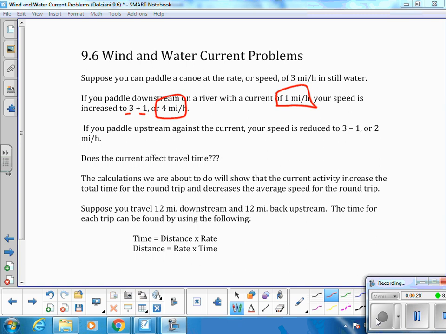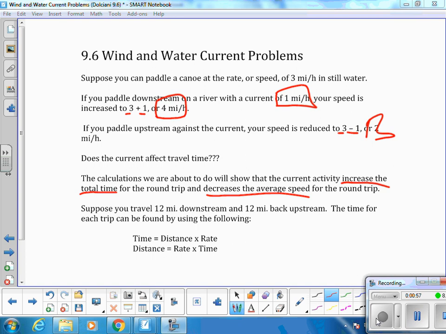But if you paddle upstream against the current, your speed then is reduced. You have original 3 and you're going against the 1 mile an hour that the current is traveling, and that moves you down to 2 miles per hour. Does the current affect the travel time? Well, the calculations we're about to do will show that the water current will indeed increase the time of the round trip, but it will decrease the average speed. And we're going to play that out and you'll see that.